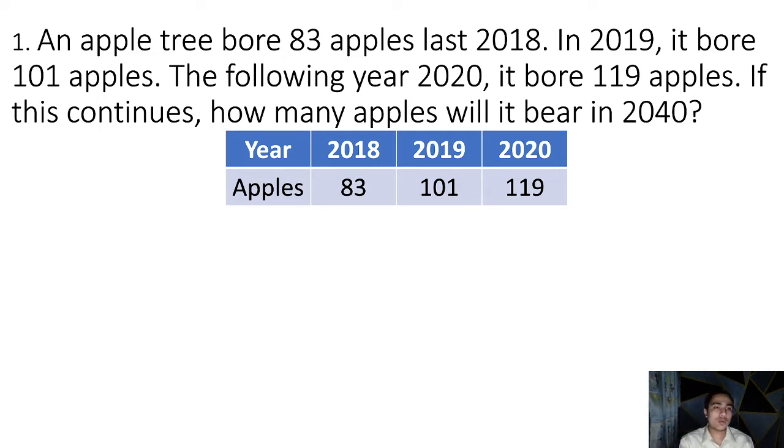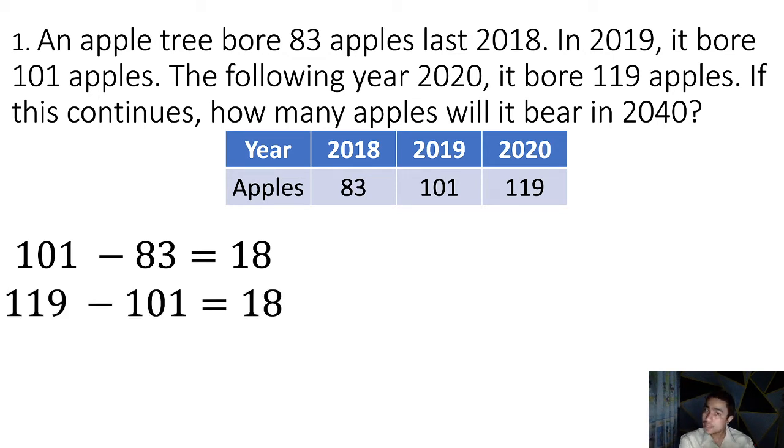So, right now, let us test if it is an arithmetic sequence by subtracting the second term to the first term, which is 101 minus 83 equals 18. Dapat, kung isusubtract natin yung third sa second, yung 119 sa 101, dapat 18 din lumabas para maging arithmetic sequence siya. And that is 18. So therefore, this problem involves arithmetic sequence.